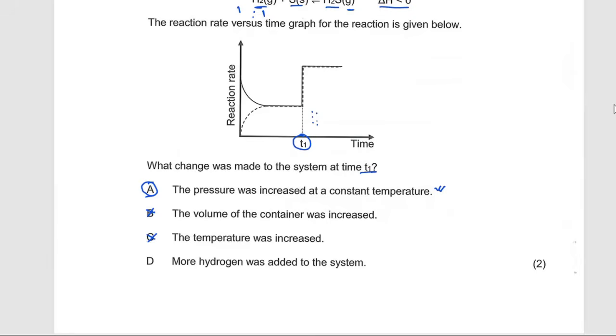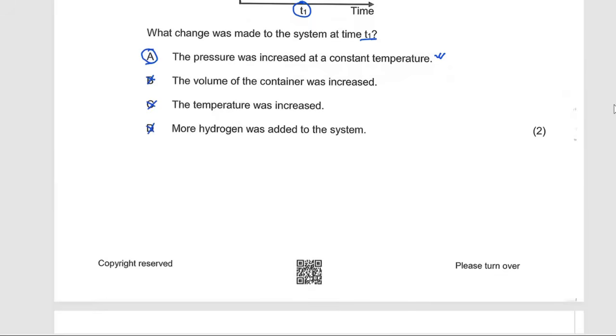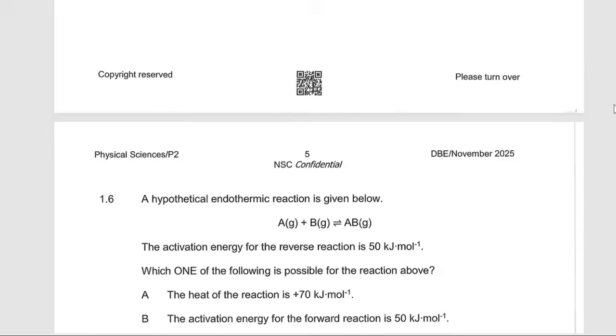So take a look at the type of reaction there. It's an exothermic reaction, right? So if you increase the temperature, it means now the reactants, the products, we're actually going to have to go down. We are going to favor the reverse reaction. Then after that, more hydrogen was added to the system. This one is also incorrect. Then moving on to the next question, which is question 1.6.